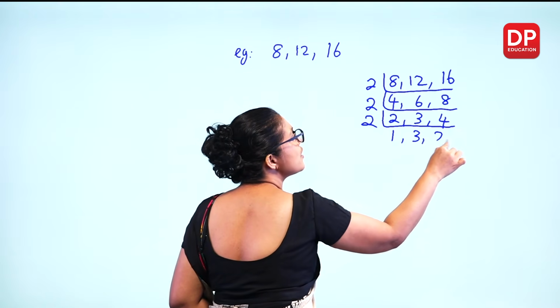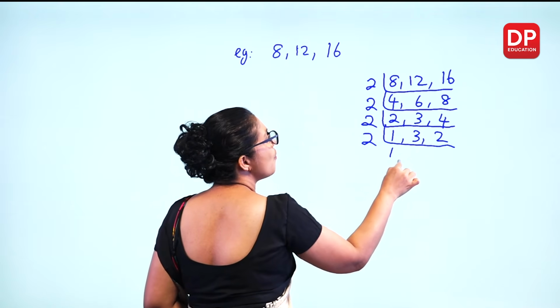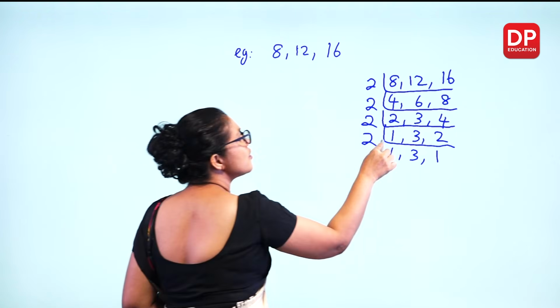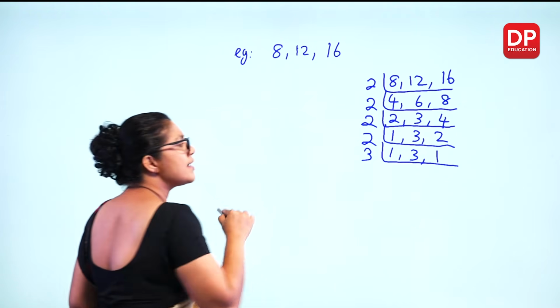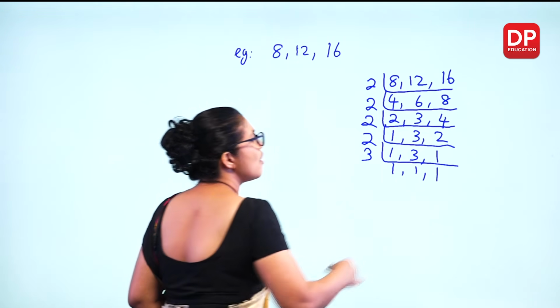And 4 divided by 2, you get 2. Again, you can divide by 2, 1, 3 write as it is, and here you get 1. To get rid of this 3, you can divide this by 3 again. So what you get? You get 1.